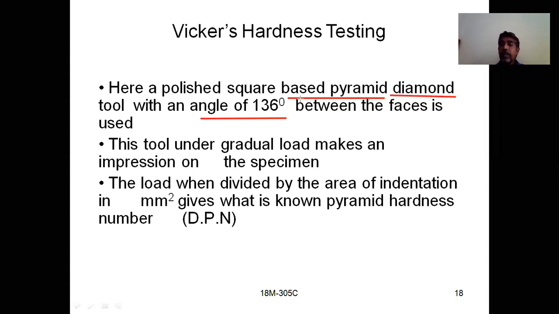So you are getting an impression or indentation. You have to find out the area of that indentation, and you are applying the load. You know that load value. So that load divided by this area of indentation gives the DPN value. DPN is nothing but pyramid hardness number. So you should remember what is DPN, and how to get that DPN.